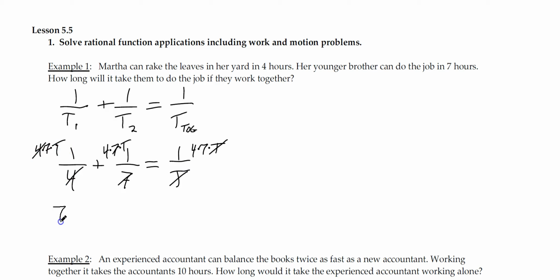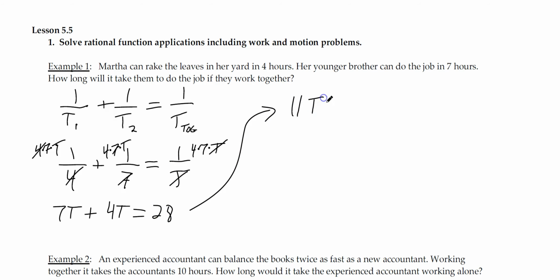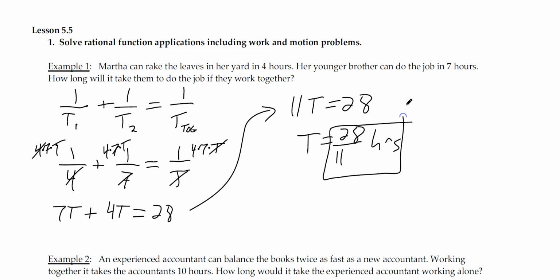So that's 7t plus 4t equals 28. Okay, 7 plus 4 is 11. 11t equals 28. Divide by 11, and t equals 28 over 11 hours. Now, if it says round to the nearest hour or etc., then you need a calculator to go to decimal form. And this is the correct answer. All right, let's take a look at the next example.